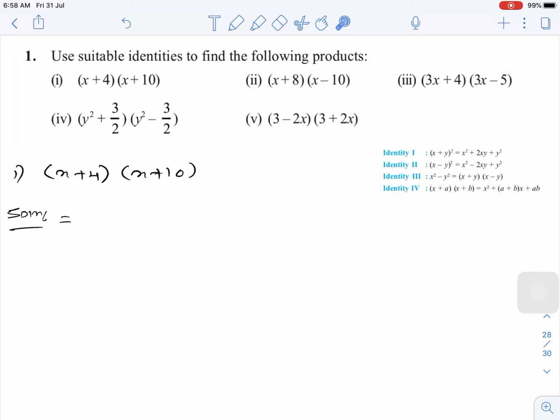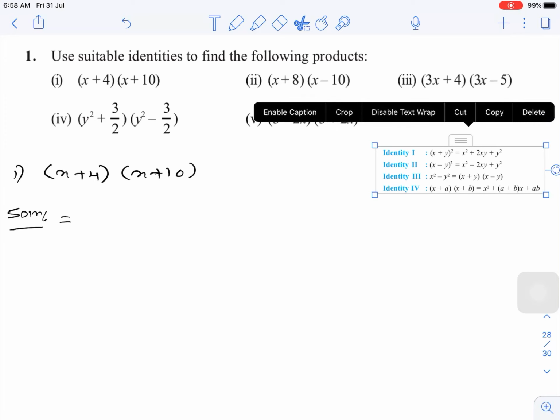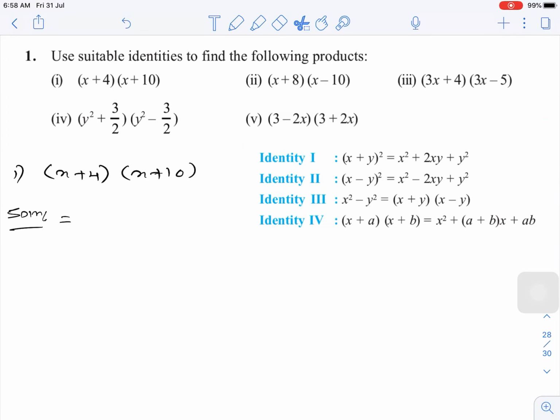Solution: it can be seen that the first term is repeating and the second terms are different. So which identity can we use here? Yes, we have to make use of the fourth identity, that is (x plus a)(x plus b). It is first term square. Our first term is x, so we will write x square, then plus, the second terms of both the brackets will be added to each other.